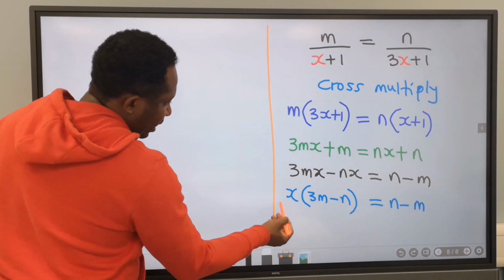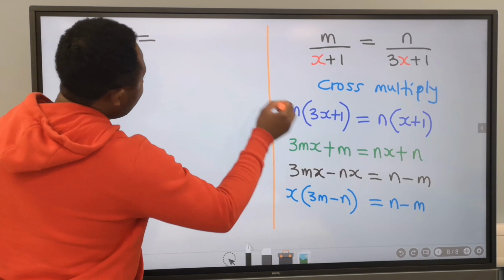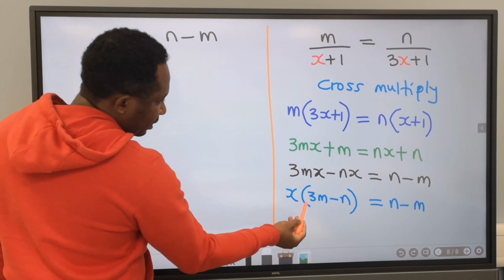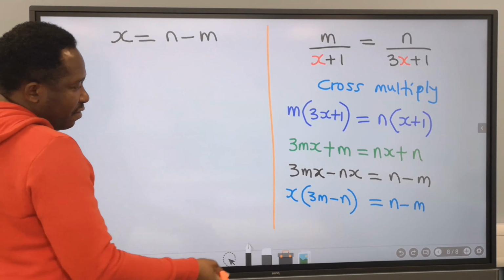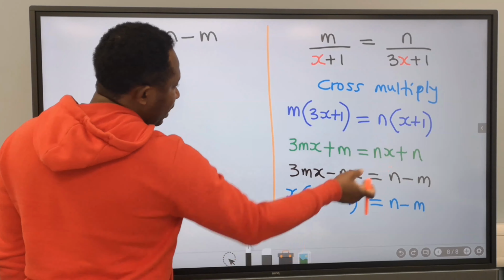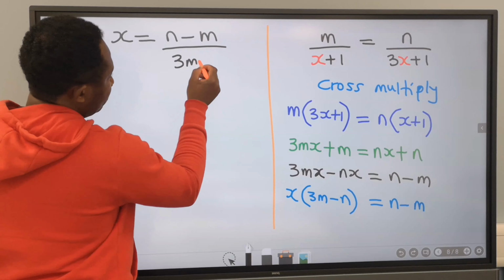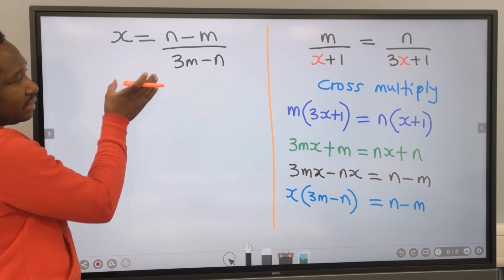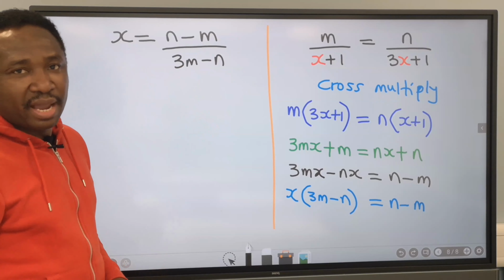Next, I need only x. I'm going to have x here. On the other side, I have n minus m. 3m minus n is multiplying. If a multiplying variable moves across the equal sign, it's going to divide. I have isolated x. That is my aim. And this becomes my answer.